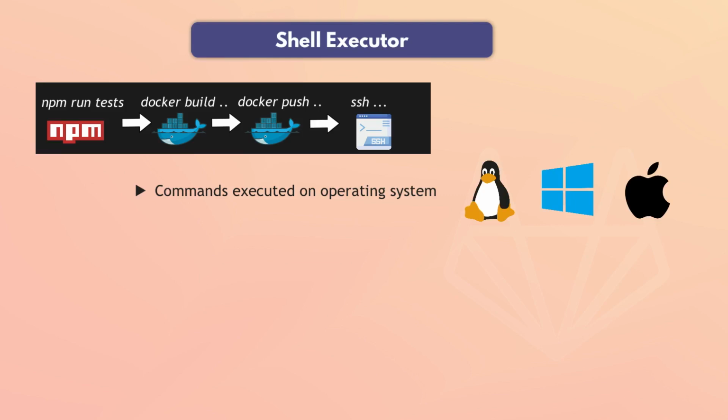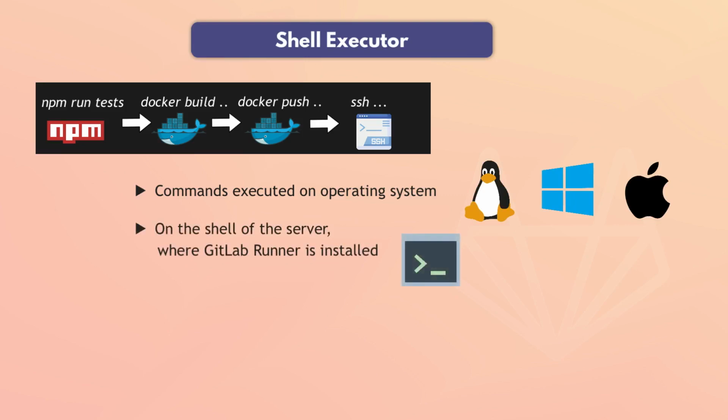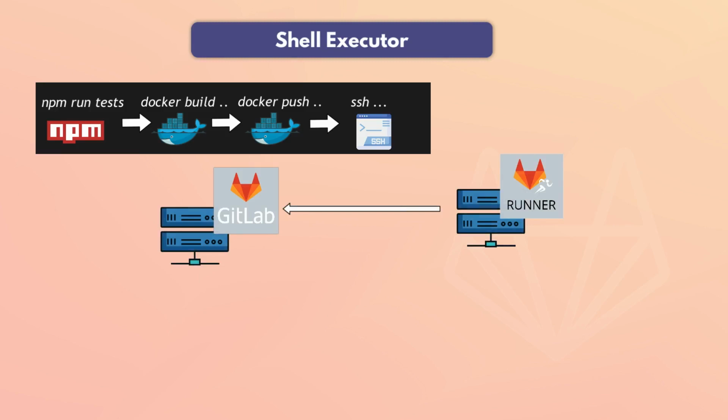So the commands in jobs will be executed on some operating system, on the shell of the server where we installed the GitLab runner. And this is actually how jobs are executed on Jenkins. So the GitLab Runner program is actually a mediator. It will fetch the job from the GitLab server and hand over the commands of the job to the shell of the server that it's running on. And this is actually the simplest and most common way of executing jobs on a GitLab Runner server.